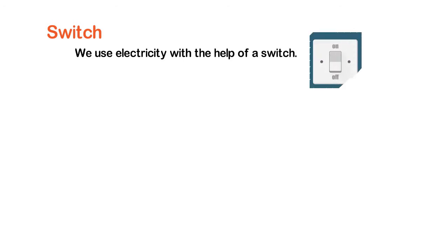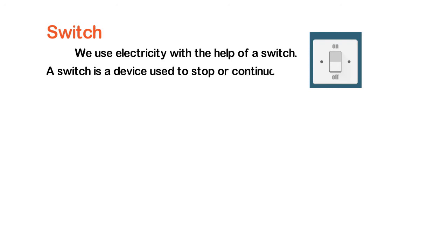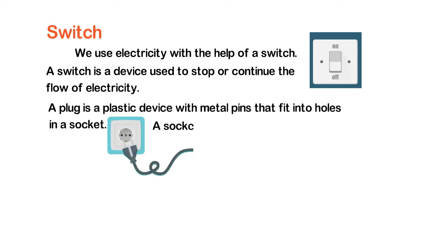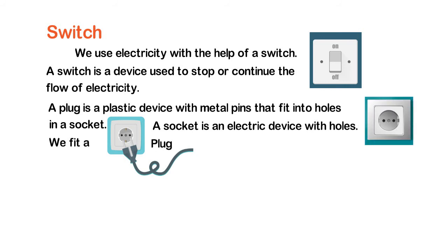Switch. We use electricity with the help of a switch. A switch is a device used to stop or continue the flow of electricity. The plug is a plastic device with metal pins that fit into holes in a socket. A socket is an electric device with holes. We fit a plug into the holes.